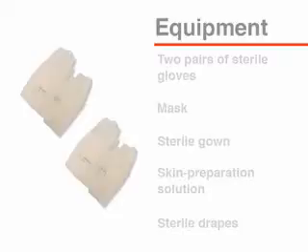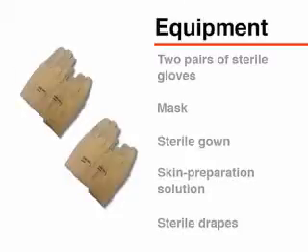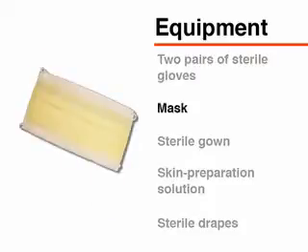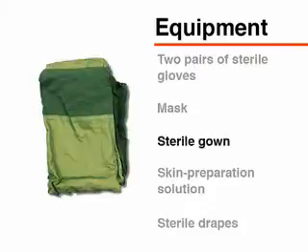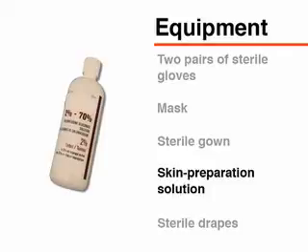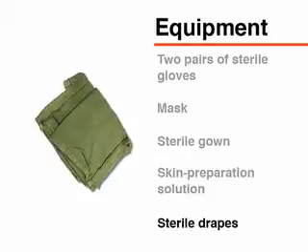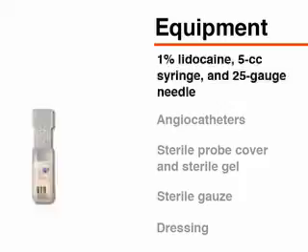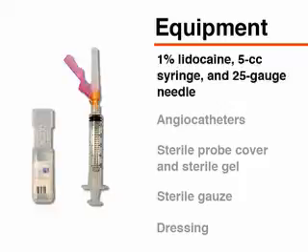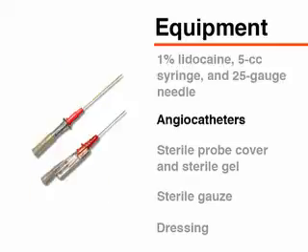After obtaining the patient's consent for the procedure, gather the necessary equipment. You will need 2 pairs of sterile gloves, a mask, a sterile gown, a skin preparation solution such as chlorhexidine, sterile drapes, 1% lidocaine without epinephrine, a 5 cc syringe and a 25 gauge needle for delivery of the local anesthetic, and angiocatheters. Radial arterial catheterization can be performed with standard angiocatheters or with safety angiocatheters.